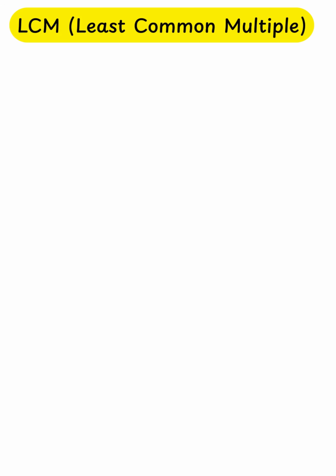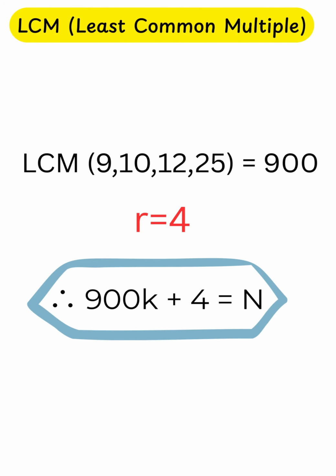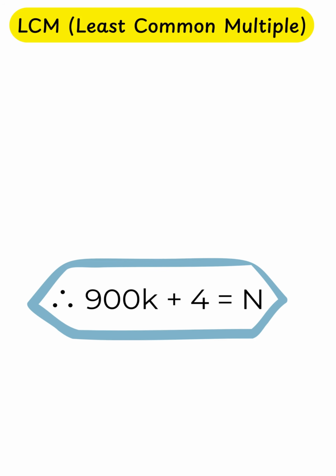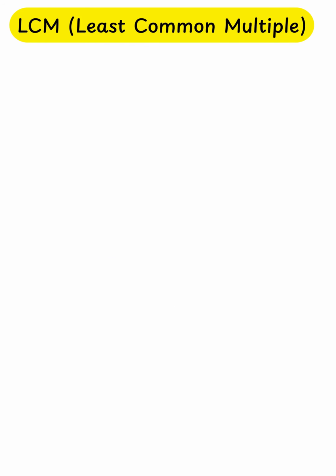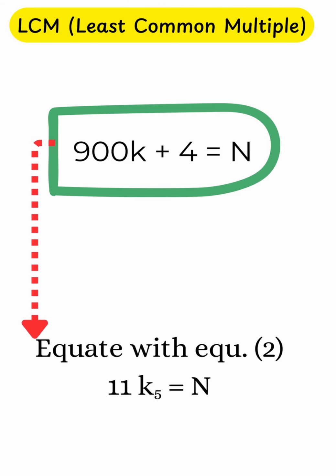So the LCM of these three values is also having the same remainder. And by using the same logic, the LCM of 9, 10, 12 and 25, which is 900, will also have 4 as the remainder. So finally, replacing all those different set of numbers, which is 9, 10, 12 and 25, we have come to only one single equation, which is 900k plus 4 equals to n. Now combining this new equation with the second line equation, which is 11k5 equals to n, there is no remainder as such.